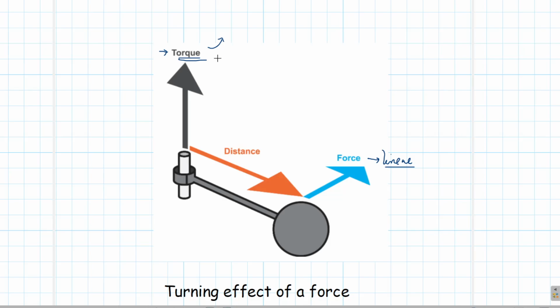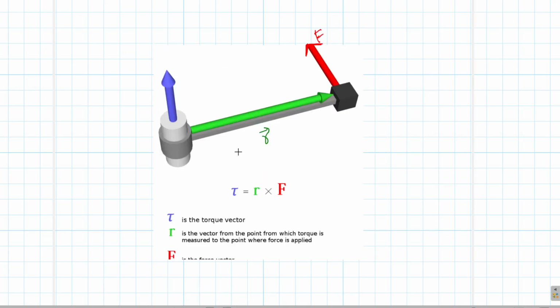Now, what is the expression for torque and what is the magnitude of the torque? So, torque is a vector and torque can be defined as R cross F. F is the force that is acting on this body, or this arm, that is helping this arm to rotate. Vector force is denoted by F. And what is R? R is the vector from the point from which torque is measured to the point where force is applied, or it is the vector connecting this axis of rotation to the point where the force is applied.